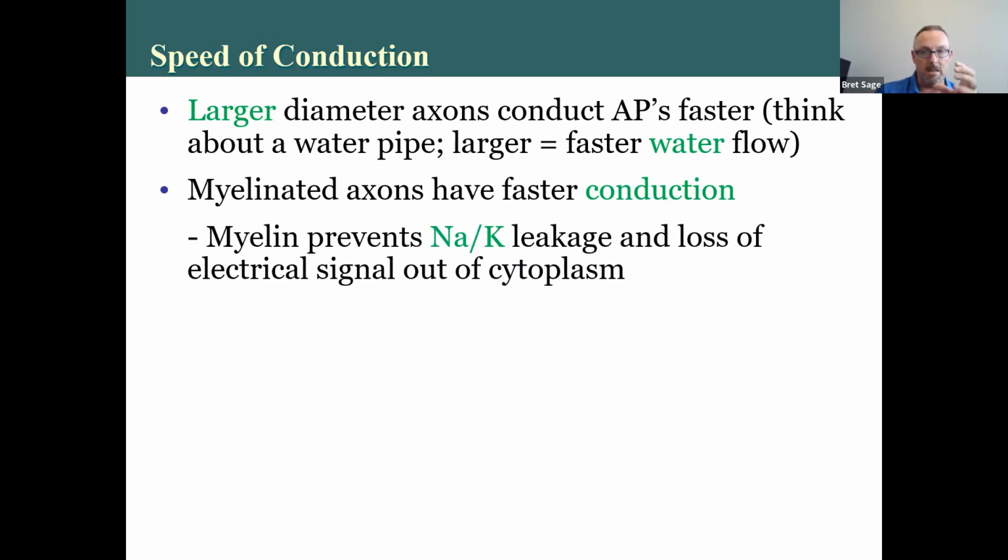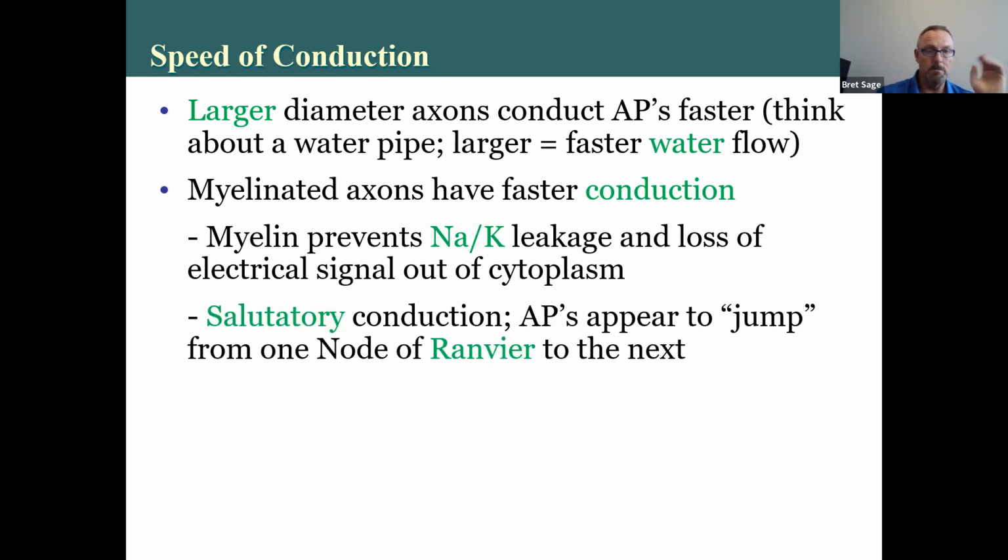So the myelin in those spots between the nodes prevents the sodium-potassium leakage and loss of the electrical signal out of the cytoplasm. What's the significance of that? I'll show you. This process of jumping from node to node is called saltatory conduction. The action potentials appear to jump from one node of Ranvier to the next because they come in, spread very quickly under the myelin, and then cause another chain reaction, and then they spread. It turns out that diffusion down the axon is far, far faster than the chain reaction of opening sodium-potassium gates.